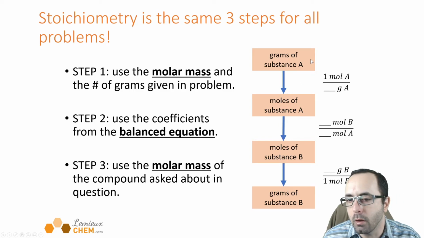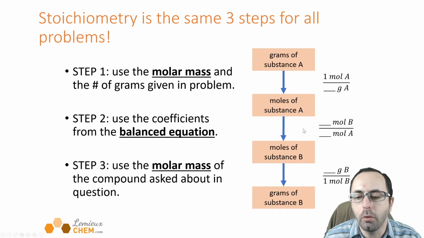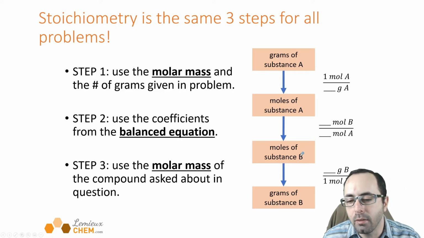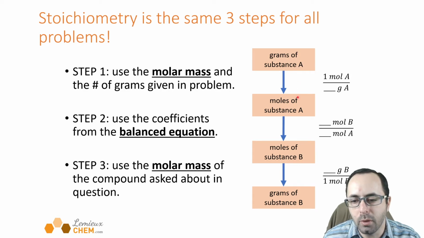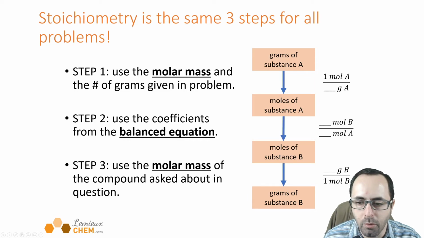Step 1 is all about going from grams to moles. If you already got moles, you don't need step 1. Or let's say they're asking you at the end for the moles of substance B. Well, then you wouldn't need step 3 because step 3 is to get you to grams. But if you're asked for moles, you can stop at the end of step 2. That said, the steps are always the same, okay? Same 3 steps. Whether you need to use all 3 of them or not, they're always the same. So it's going to follow this pattern every time in stoichiometry.